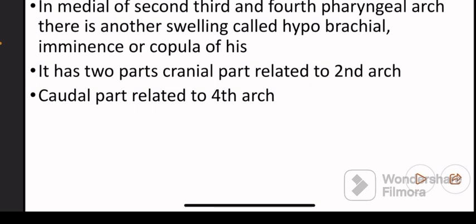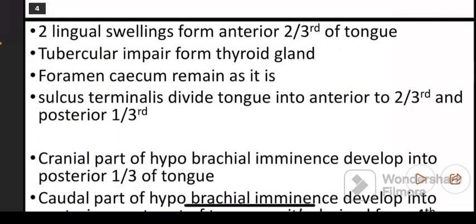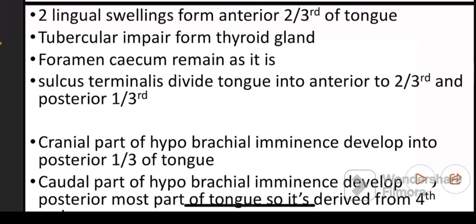It is all about the pharyngeal arch. Now we are discussing the lingual swellings. The lingual swellings which are present in the first pharyngeal arch now proliferate and grow bigger in size to form the anterior two-thirds of tongue. Whereas the tuberculum impar, which is present in between them, forms the thyroid gland. And the fate of foramen cecum is that it remains as it is.